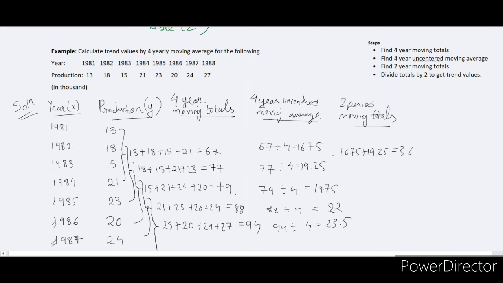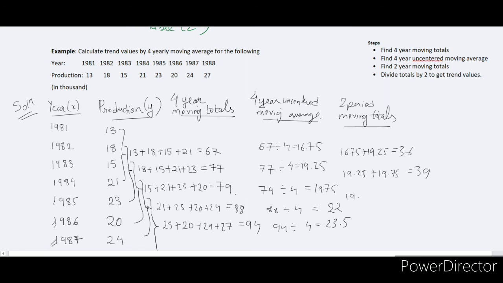And this, if you notice, corresponds with 1983. Then we move to the next 2-period moving total, which is of the next two averages. We have 19.25 plus 19.75. We get 39, and this coincides with the year 1984.